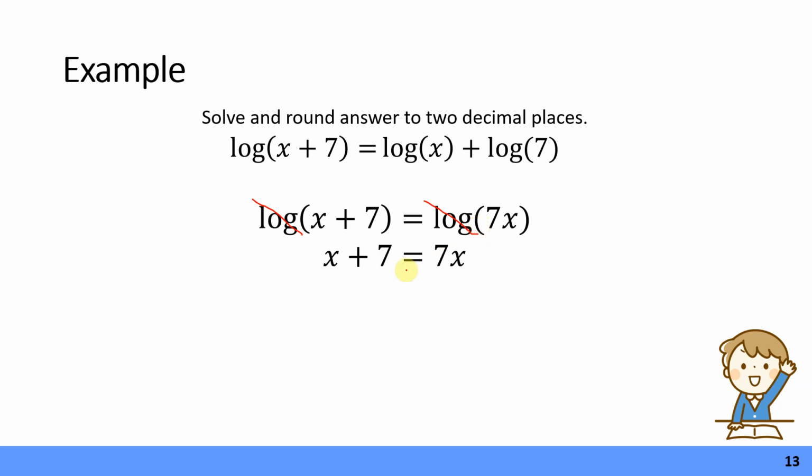And again, you guys know how to do this. We just solve this by moving things around. So I'm going to go ahead and move this 7x to this side. It becomes negative. So x minus 7x, that's how I got the negative 6x.